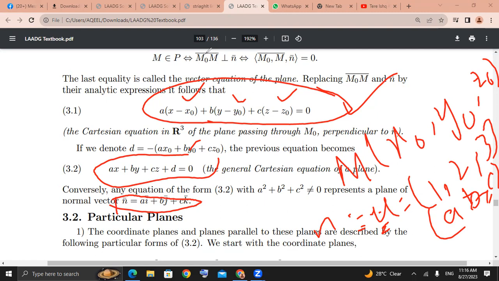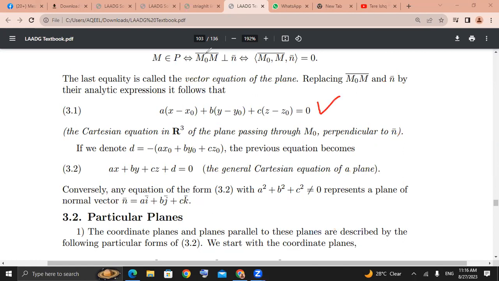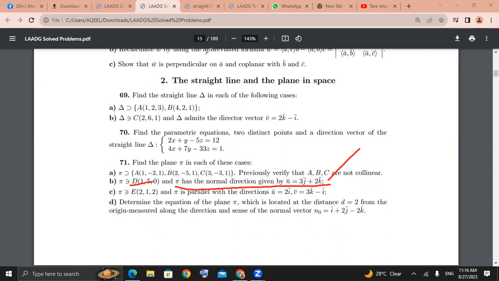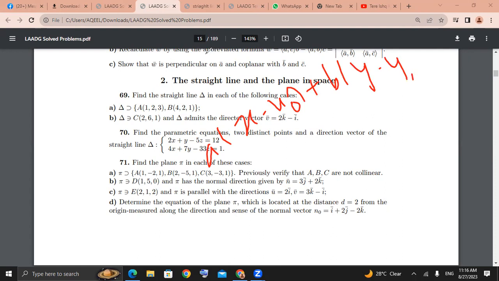Now we are going to its solution. Its equation is valid when we have one point and one vector. So look at question number 1. As you see here, we first do part B, where he gives this point and a normal direction given by n. So how can we find it? We have the equation a into x minus x naught plus b into y minus y naught plus c into z minus z naught, equal to 0.